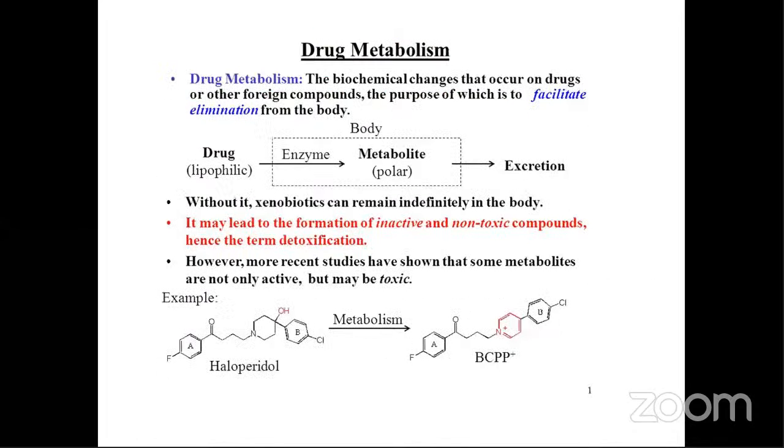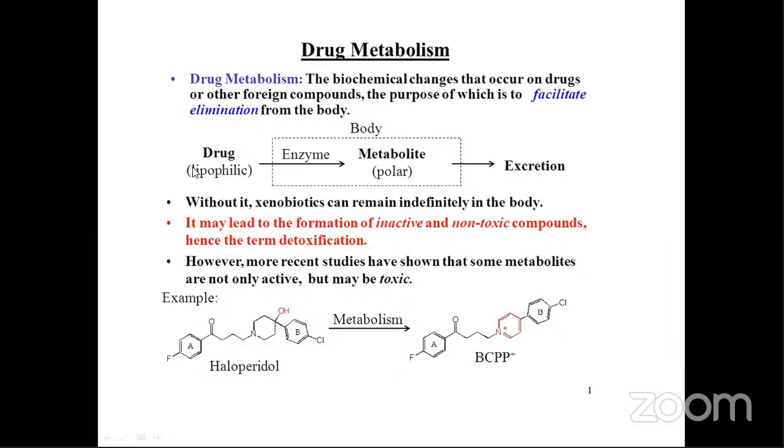So drug metabolism is the biochemical changes that occur on drugs or other foreign compounds. Foreign compounds may be your foods or some other materials taken from an external source. The main purpose is to facilitate the elimination of that substance, maybe your drug or food, from the body. So elimination is the main criterion. You have to eliminate it from the body, otherwise it will be toxic for the body system.